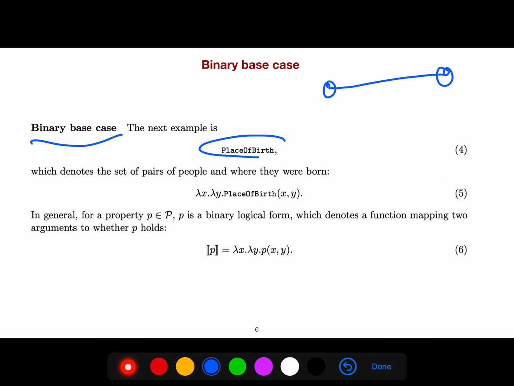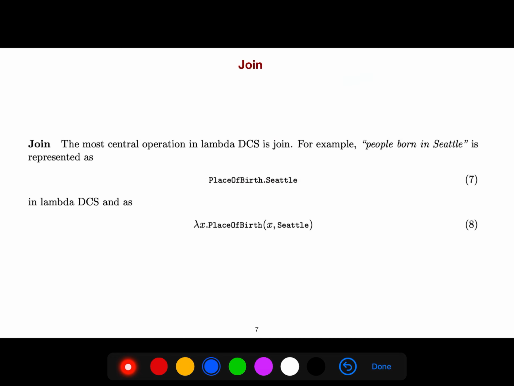And the join, here place of birth is enough. It represents two things, so it's binary, because it connects one entity to another entity. And the third one is join, really appreciated in SQL databases. And the most central operation in Lambda DCS is join.